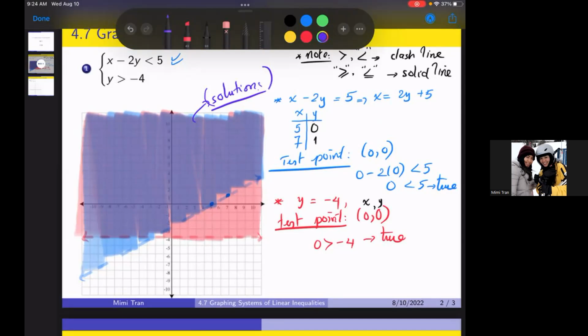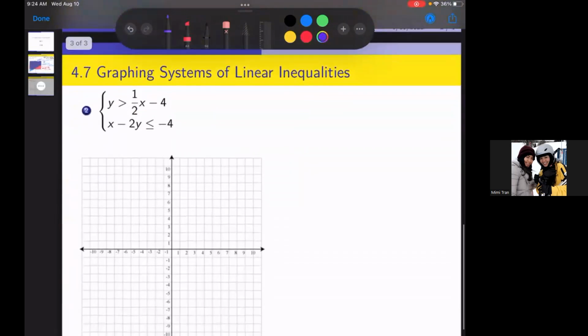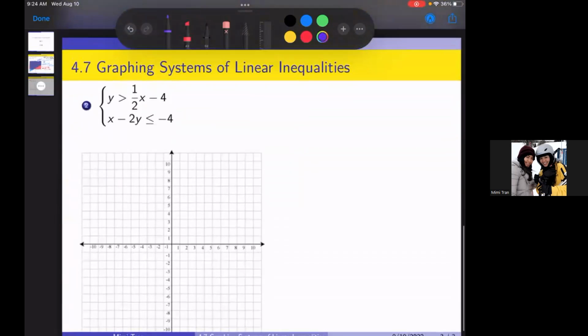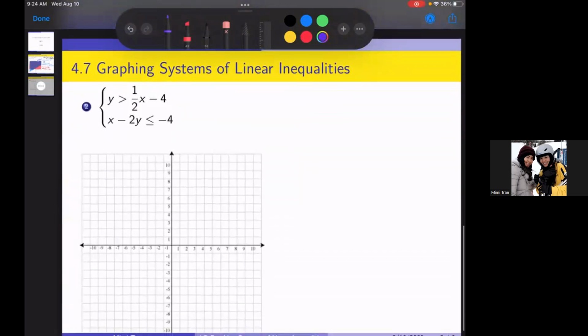Let me ask you a question. Hypothetically, if this is all false, because any point you pick above -4 is going to be false, so the opposite region must be true. I hope the next example has that. Why don't you guys try this on your own? I'll give you a few minutes.